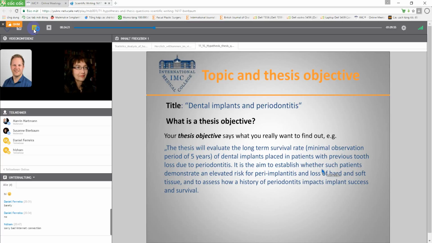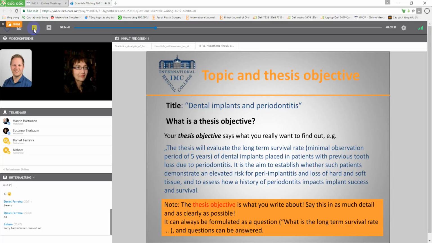And then you say, okay, if I want to find that out, what will I look at? Hard and soft tissue loss, implant success, development of periimplantitis. So you don't have to put this general part at the beginning. Doesn't really matter with 2 sentences. Sometimes that's difficult, but it has to be in there somewhere. What is it that I want to look at? And what am I going to look at to find it out? And that's really the thing you write about. Not this, but this.